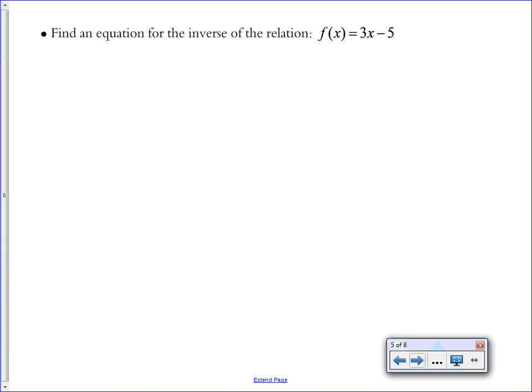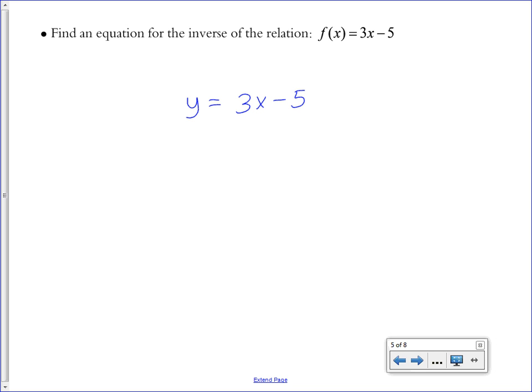So what if you're asked to find an inverse from scratch? All I'm giving you here is the original function f of x, and I'm asking you to find the equation of the inverse. So the steps can be pretty simple to follow. I'm going to start by rewriting this in terms of y and x. It's just a little easier to work with y and x.